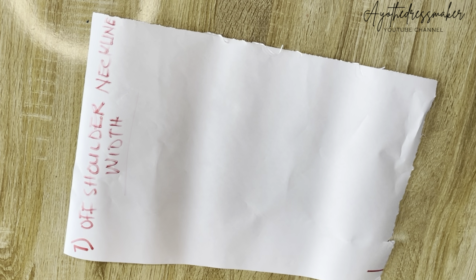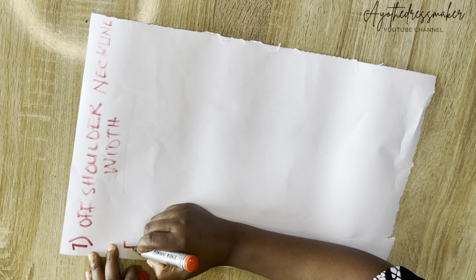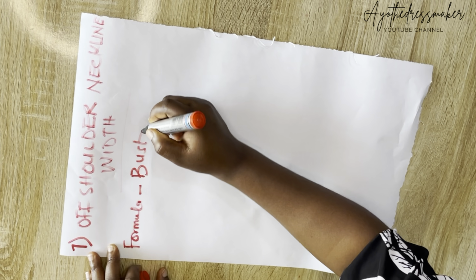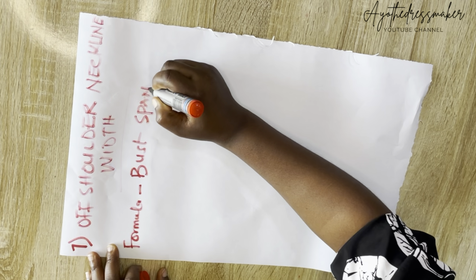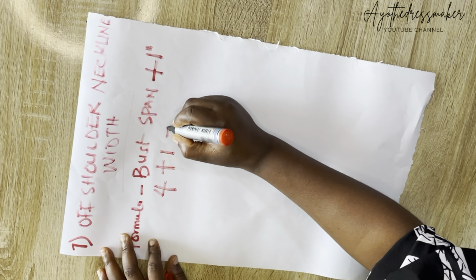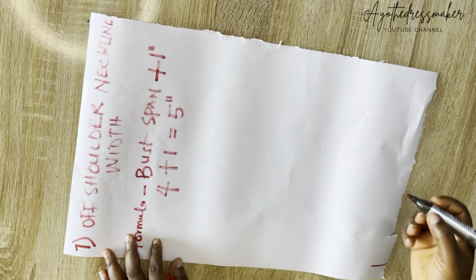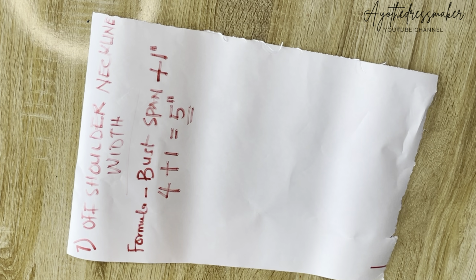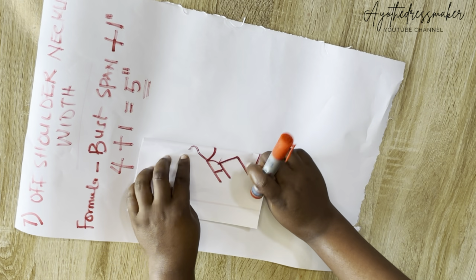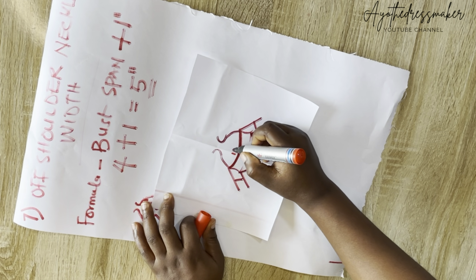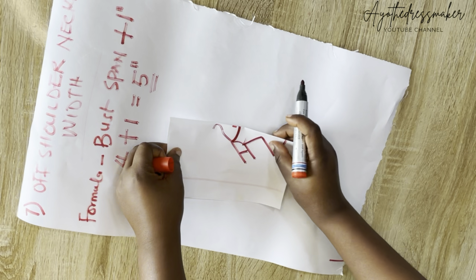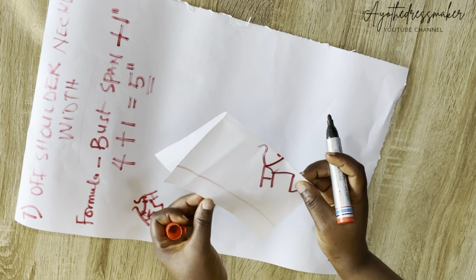And right now, the next important formula is actually the off shoulder neckline width, and the formula for this is the bust span, which is the nipple to nipple, plus 1 inch. In this case, let's say the nipple to nipple is actually 4 inches, and we're going to add 1 inch to that to give us the value of 5 inches. So right here, guys, this value of 5 inches is when the pattern is on fold, and that means that when this off shoulder top is open, the neckline is going to be 10 inches. That means 5 inches on this side and 5 inches on the other side.